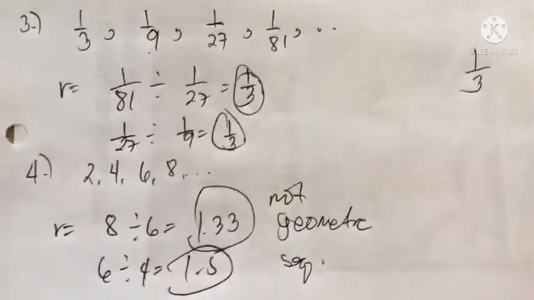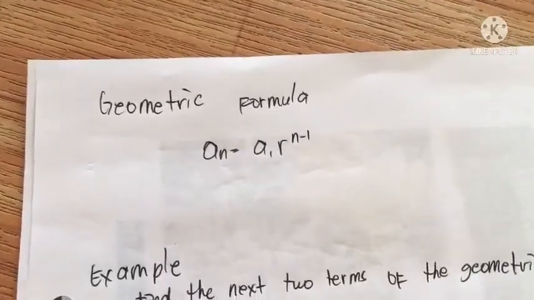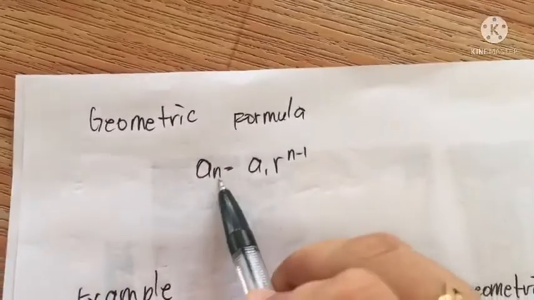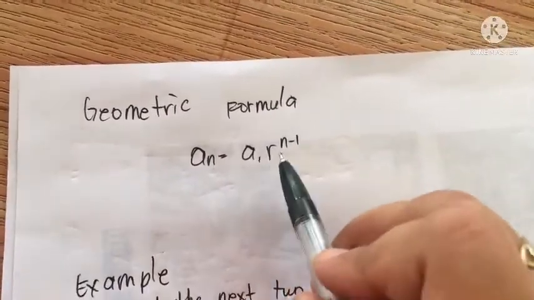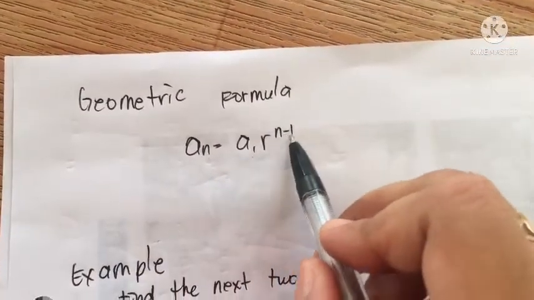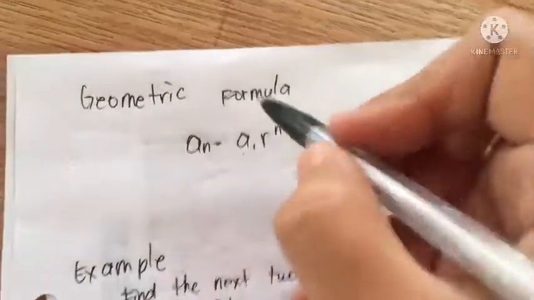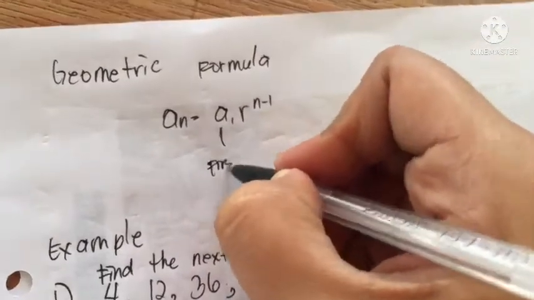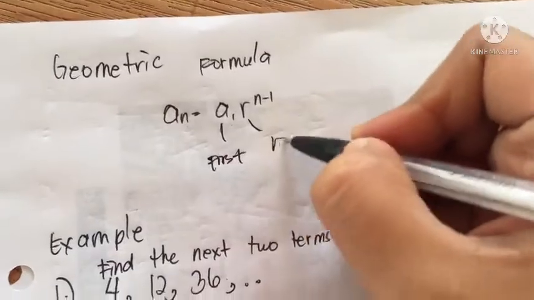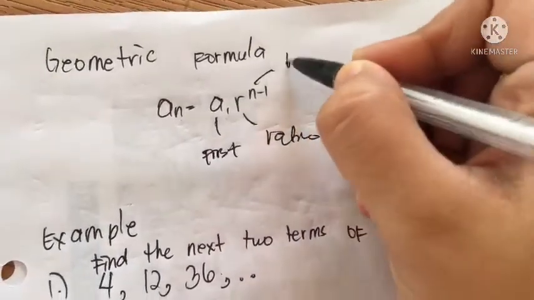Alright? So, ito yung ating geometric formula. We have a sub n is equal to a sub 1 r raised to n minus 1, where a sub 1 is the first term and r is the ratio and n is the term.